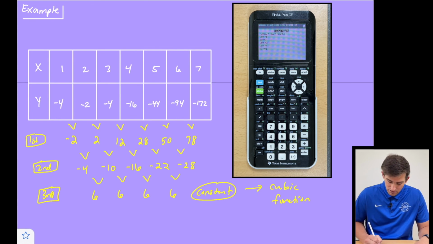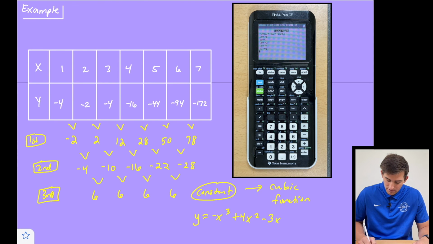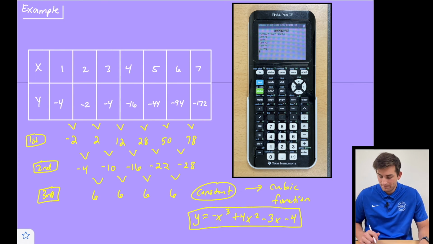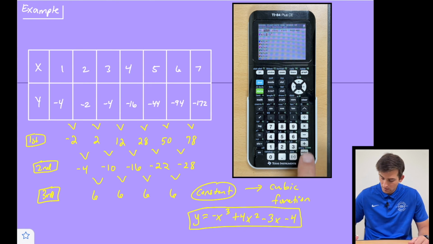So our equation should be y equals, a is -1, so it's going to be -x cubed, b is 4, so plus 4x squared, c is -3, so minus 3x, and d is -4, so -4. That would be the equation that fits my data set. Now we can go back to y equals and type this equation in and watch it be graphed on our calculator: -x cubed plus 4x squared minus 3x minus 4.